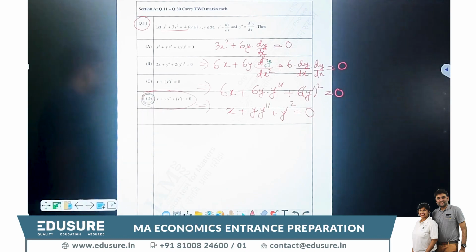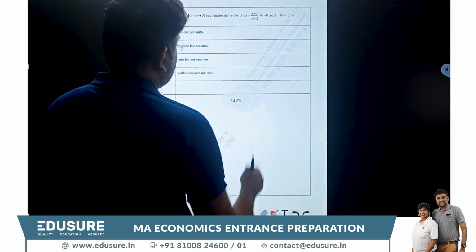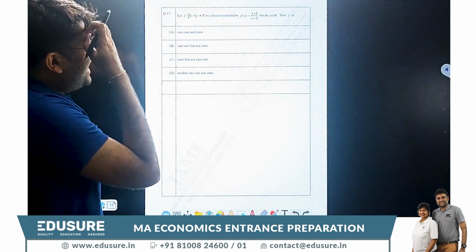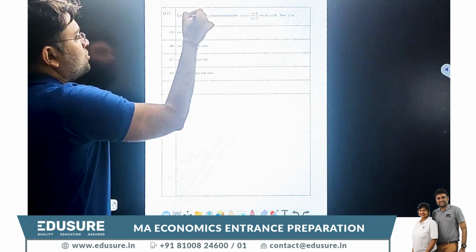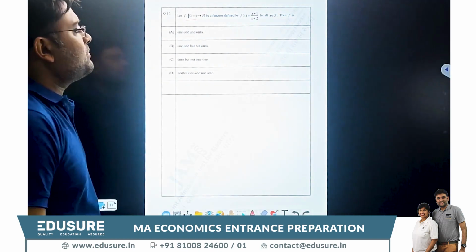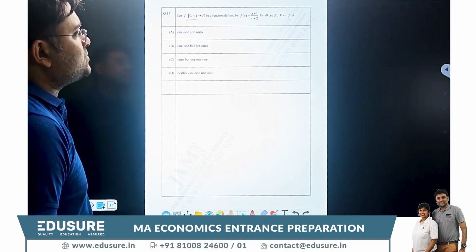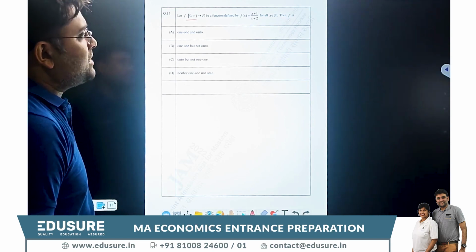Option D, okay? Question number 13, JAM 2022. Let f go from 0 to infinity to the set of real numbers be a function defined by f(x) is equal to x plus 1 by x plus 2. Then what can be said about f?